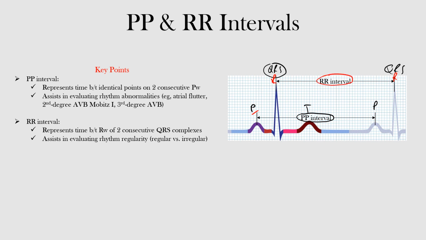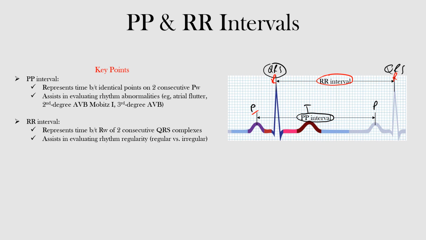And this is often used to evaluate regularity of the rhythm. For instance, the rhythm is considered regular if the distance between these R to R intervals is constant throughout, and irregular if it's not. We're going to look at regularity in more detail in upcoming lectures, okay? And we'll also see that this R to R interval can be helpful when we determine the heart rate.